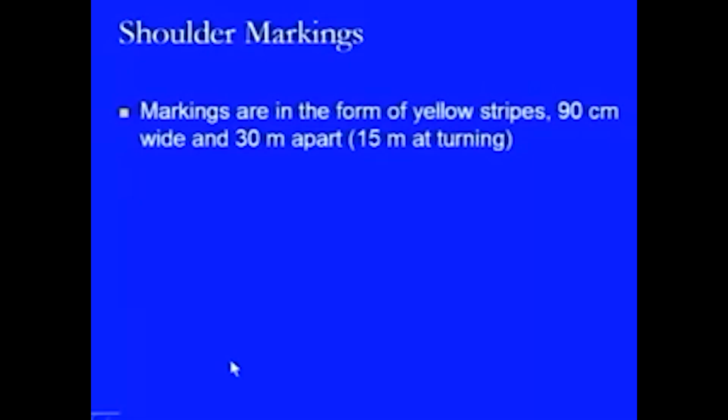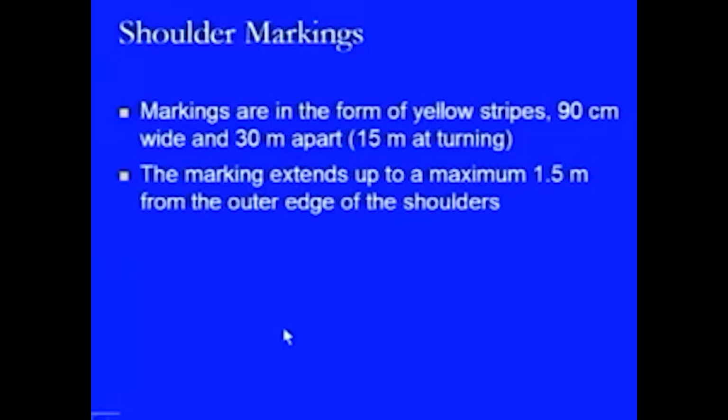Apart from these runway markings, another set of markings are shoulder markings. Here the markings are in the form of yellow strips, which are again 90 centimeters wide, and they are provided at a distance of 30 meters from each other, but at the point where there is a turning, these are provided at a distance of 15 meters. The marking extends up to a maximum of 1.5 meters from the outer edge of the shoulder. So, from whatever the edge of the shoulder is, it goes up to a value of 1.5 meters.